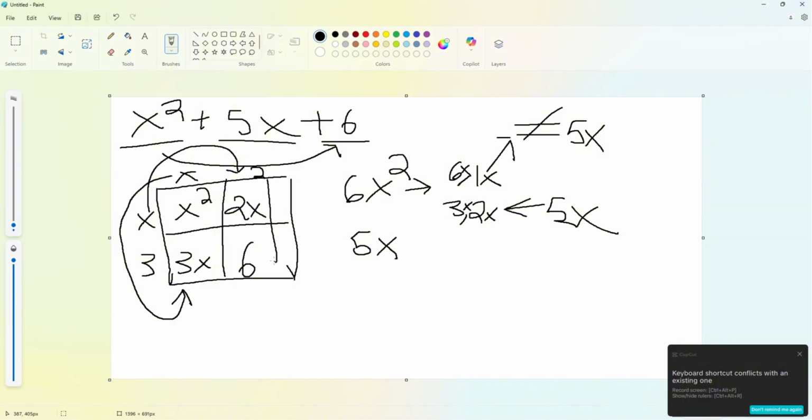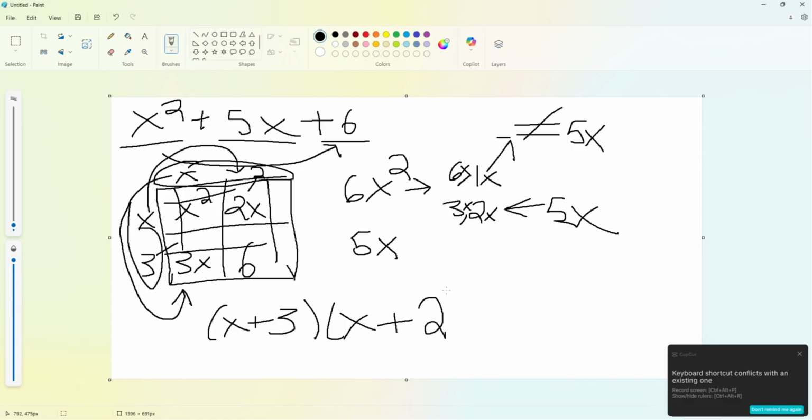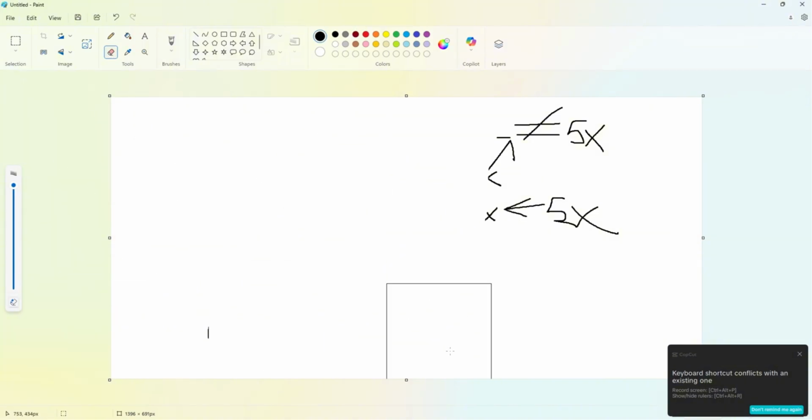3 times 2 is equal to 6. X times x is equal to x squared. X times 2 is equal to 2x, and 3 times x is equal to 3x. Now this gives us the values of x and 3 and x and 2, so we'll lay it all out: x plus 3 and x plus 2. Alright, and we're done.